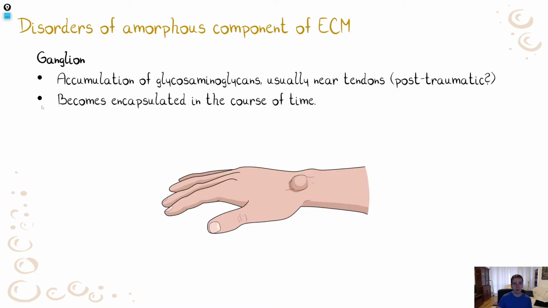Ganglion is another example of storage of glycosaminoglycans. Ganglion is a small nodule, usually seen on a wrist, usually near tendons, and histologically it's a collection of glycosaminoglycans. We are not sure of the etiology. It may be post-traumatic, but we are not sure. And in the course of time, the ganglion becomes encapsulated. So in the course of time, a fibrous capsule develops around the deposition of glycosaminoglycans. And very often it needs to be excised surgically.